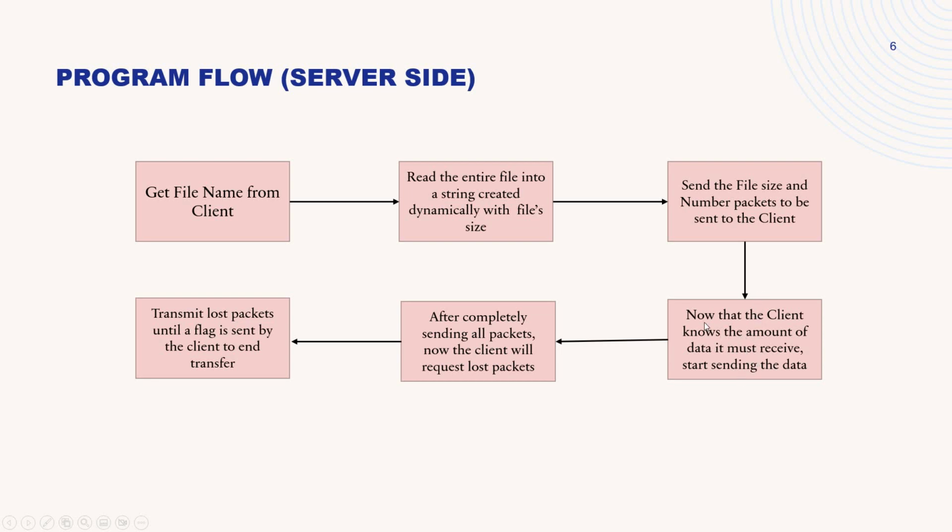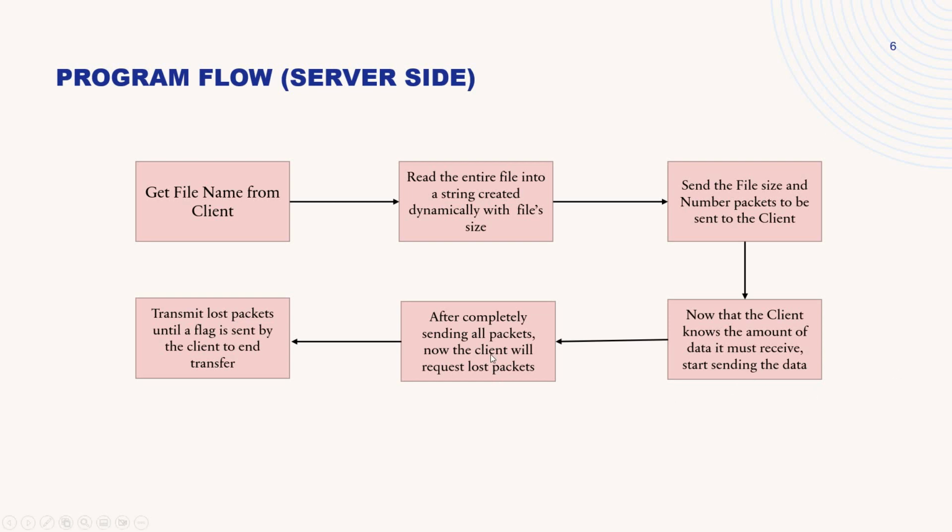So the client knows how much data is to be received. Now the server will start sending the data, pushing it out using sendto. It doesn't care right now whether the client is going to receive everything fully or not. It's going to push data out as fast as possible.